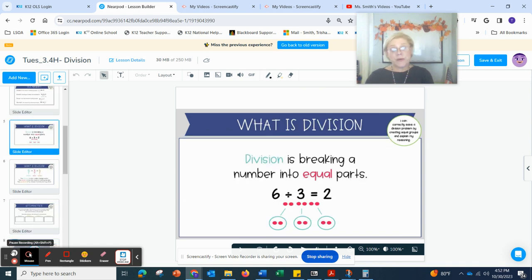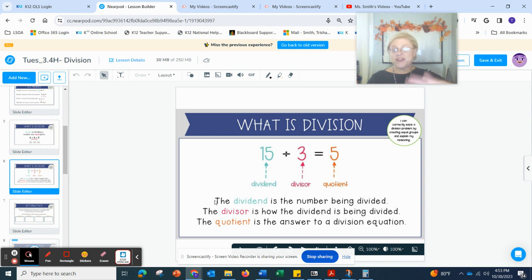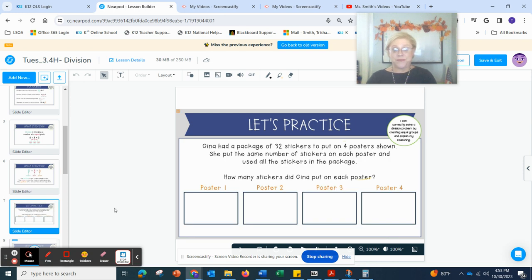So this is just a quick review of what division is. It's breaking the number up into equal parts. And then we have just quick reminders of the other 3 vocabulary words. Dividend, the number being divided, the number being broken apart. Divisor, how many equal groups we are creating. And the quotient, the answer to the division problem. So let's work through this together.